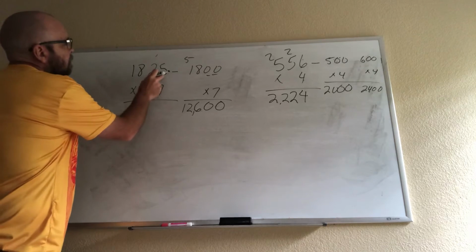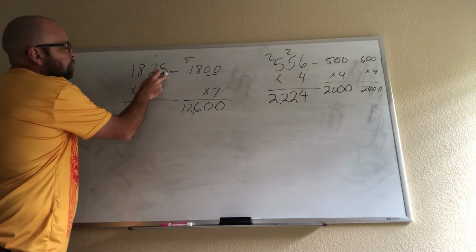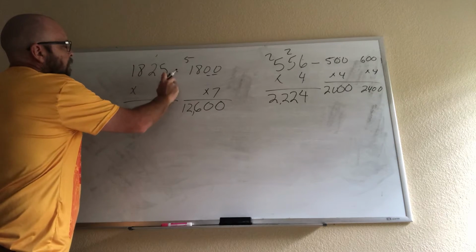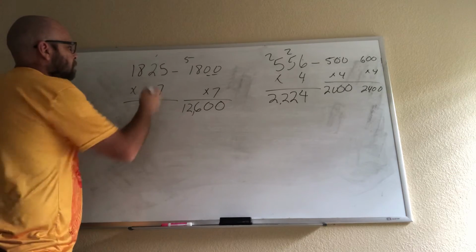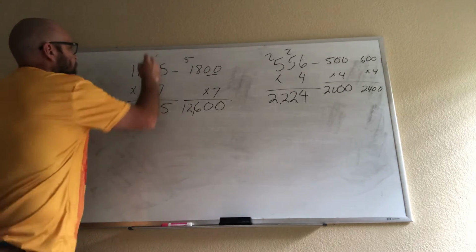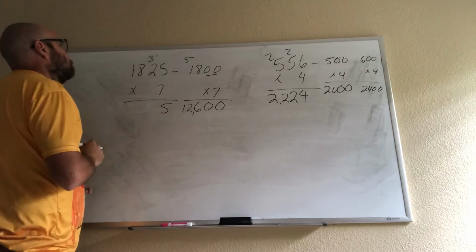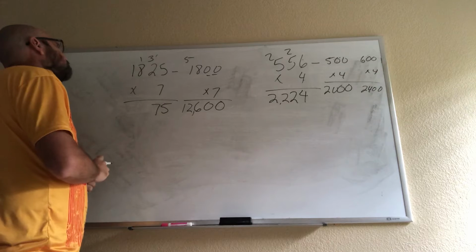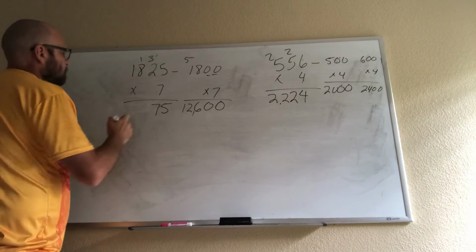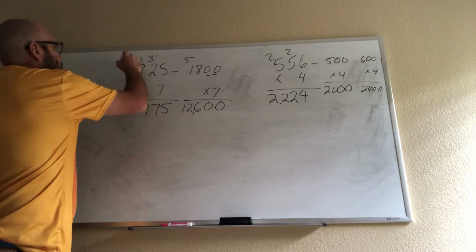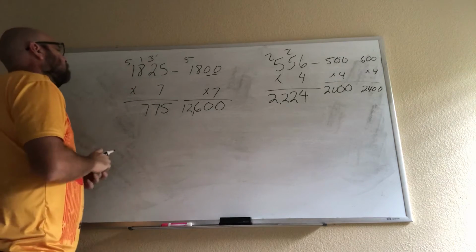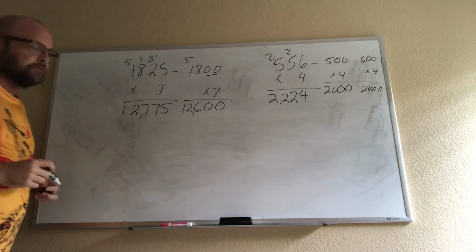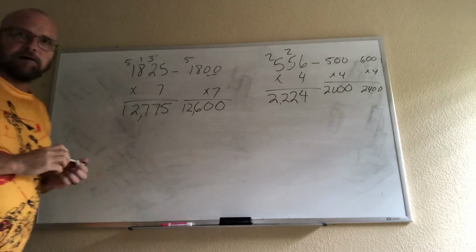It'll be more than 12,600 because I estimated 1,825 down to 1,800. 7 times 5 is 35. 7 times 2 is 14, plus 3 is 17. 7 times 8 is 56, plus 1 is 57. 7 times 1 is 7, plus 5 is 12. So 12,775.